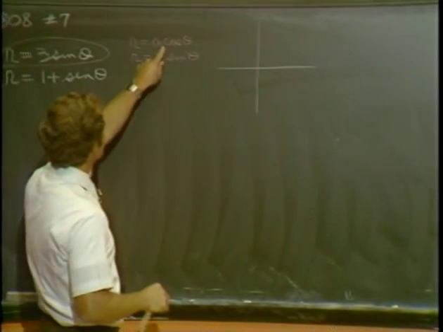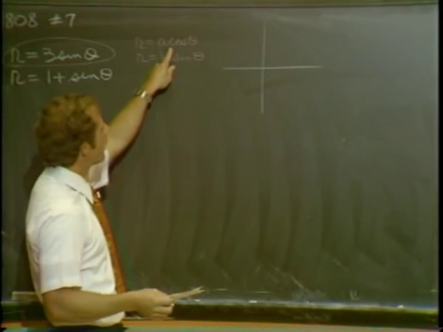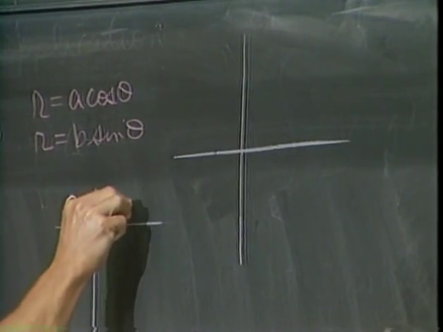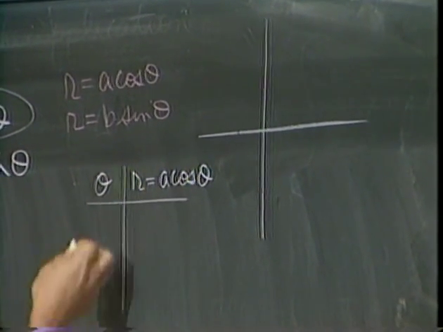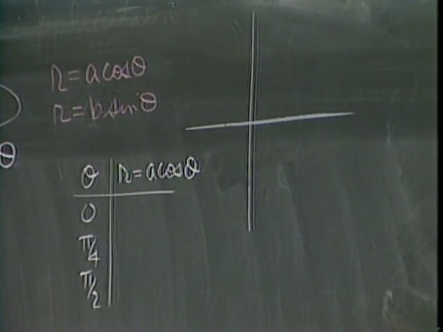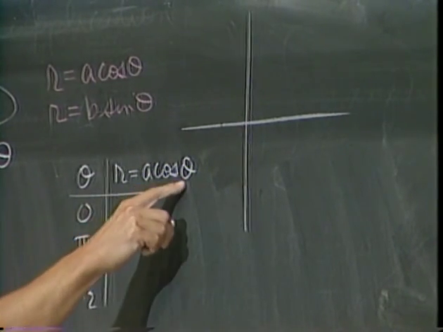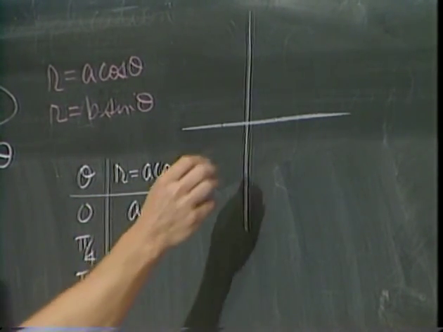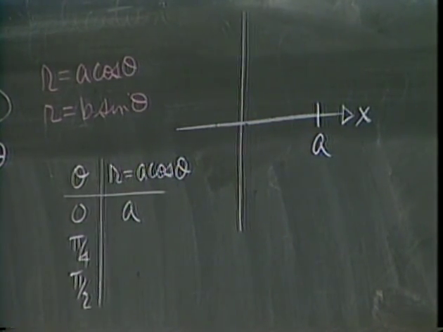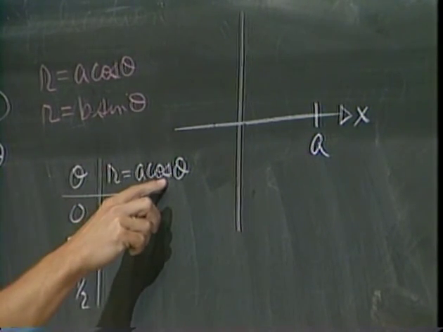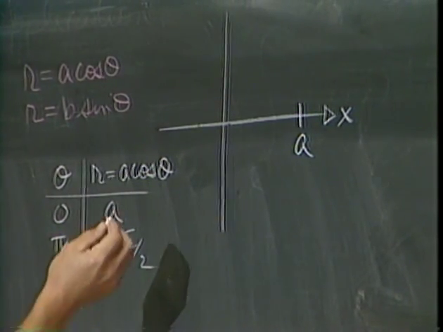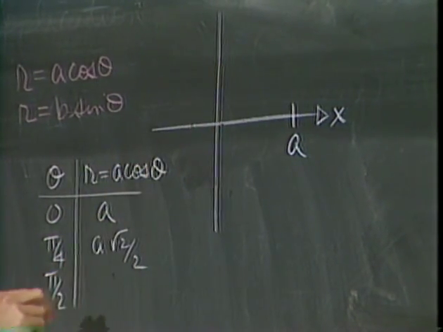For example, let's just take the first one up here, r equals a cosine theta. Well, make up a little table. Here's theta, here's r. If you don't know what it is, put in some values, 0, pi over 4, pi over 2, and then kind of look around and see what else you need. When theta is equal to 0, cosine's 1, we get a. So when you're looking down the x-axis, you're supposed to be out here a units. That's one point. At pi over 4, square root of 2 over 2. Somehow you've got to figure out where that is.